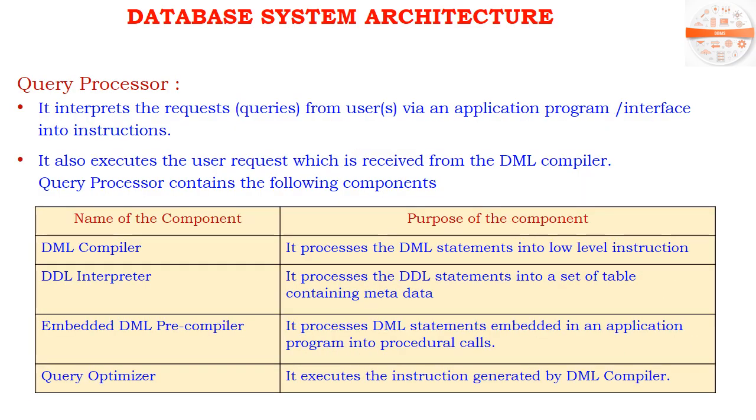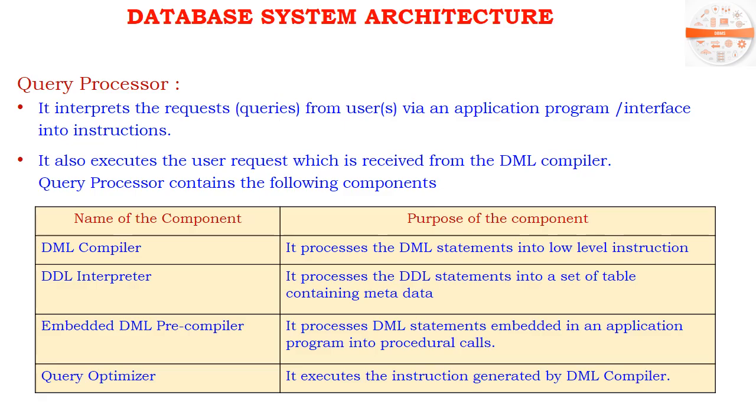The next one is the query processor. It interprets the request from the user via an application program or interface into instructions. It also executes the user request which is received from the DML compiler. The query processor contains the following components. We'll discuss them one by one.